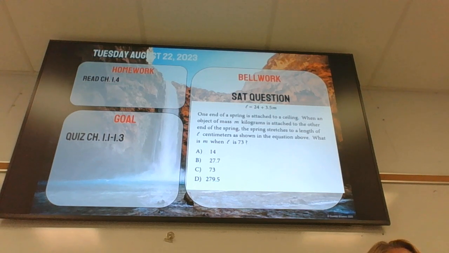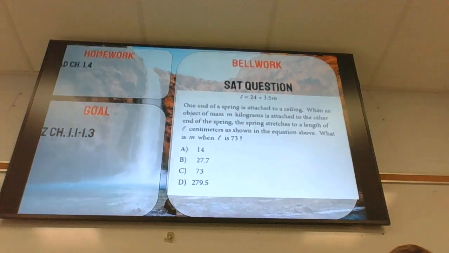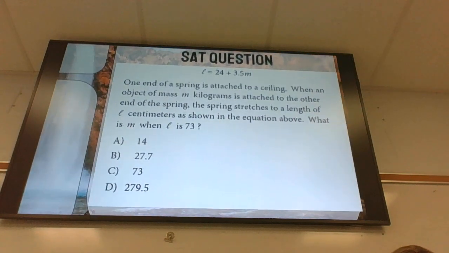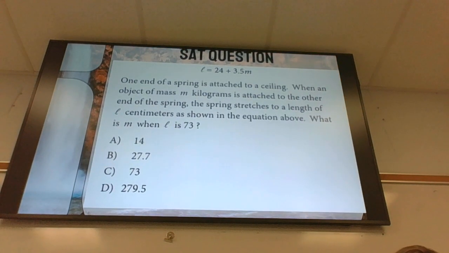There is an SAT question on your quiz today. It says one end of a spring is attached to a ceiling. Spring up there. When an object of mass m is attached to the other end, the spring stretches to a length of L, as shown in the equation. What is m when L is 73?